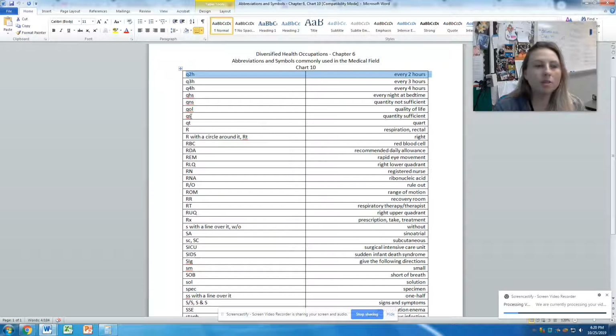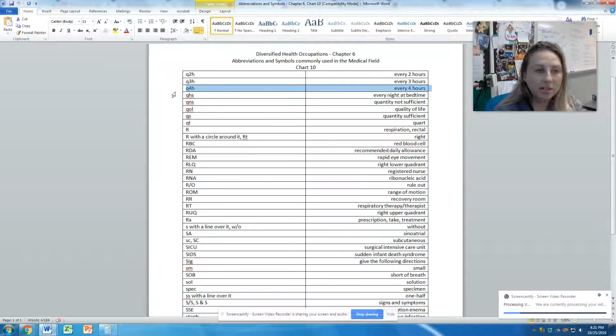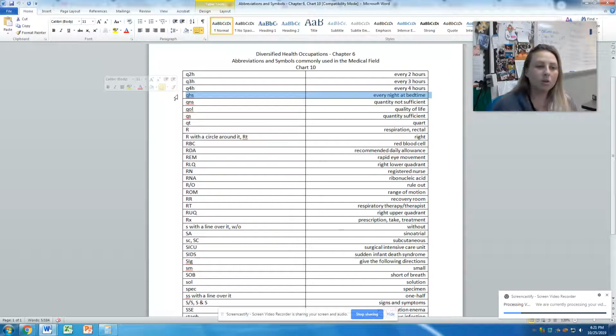But from the beginning, so Q to H, this is every 2 hours. Q for every, H for hour, number for how many hours, right? So because we go down here to Q3H every 3 hours and then Q4H every 4 hours, right? So on and so forth for however many hours you want, right? Those are just examples. All right, QHS, this is every night at bedtime.